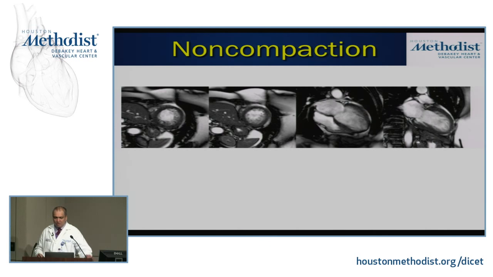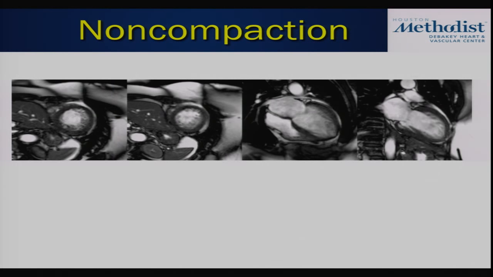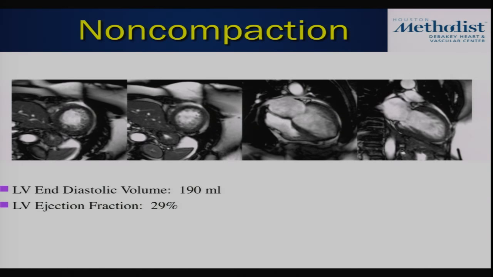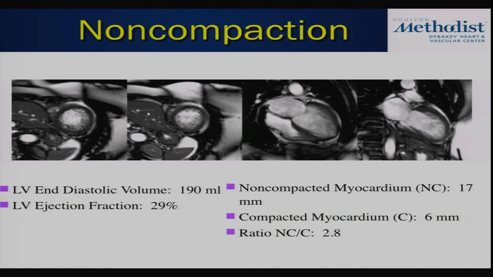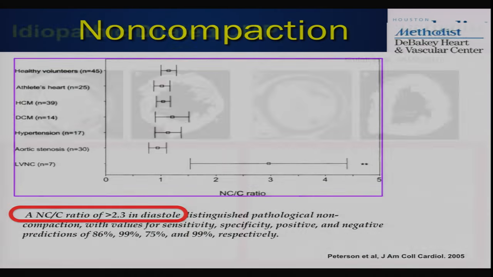So, a couple of other conditions. Non-compaction cardiomyopathy. Again, we look for those deep recesses, these heavy trabeculations within the myocardium, as shown in this example. The CMR criteria that we typically utilize is called the Petersen criteria. These look for a ratio of non-compacted to compacted myocardium of greater than 2.3 in diastole. So it's a slightly different criterion than in echo, but this is what the CMR literature suggests. That seems to be one of the criteria you can use to identify the presence of non-compaction.